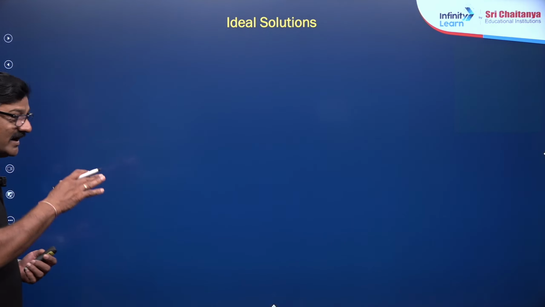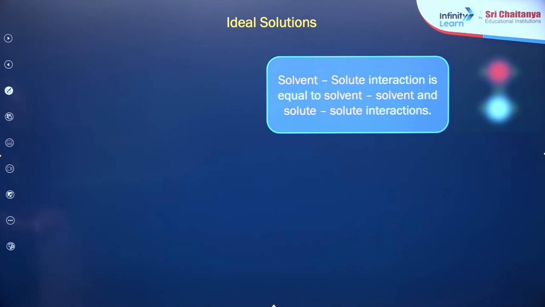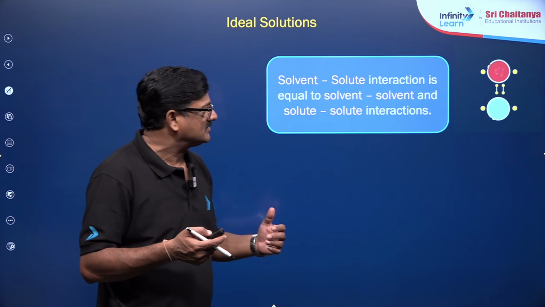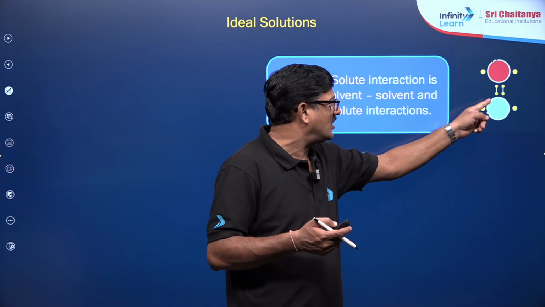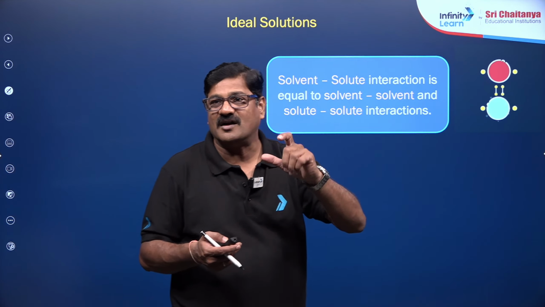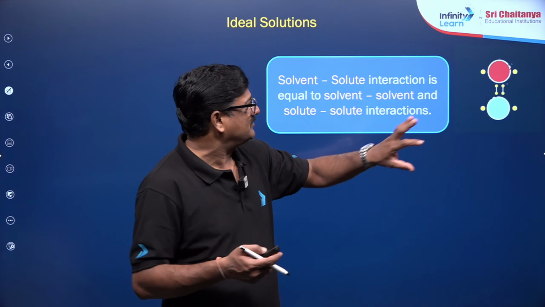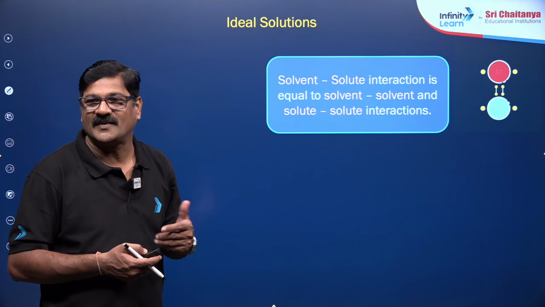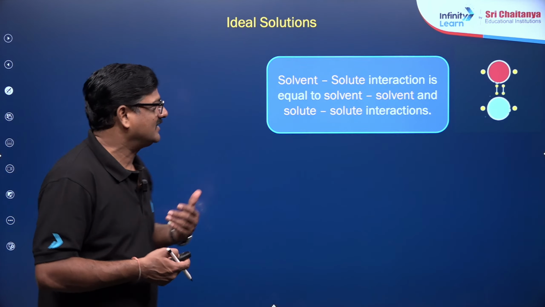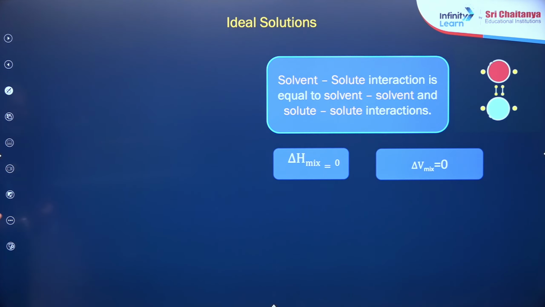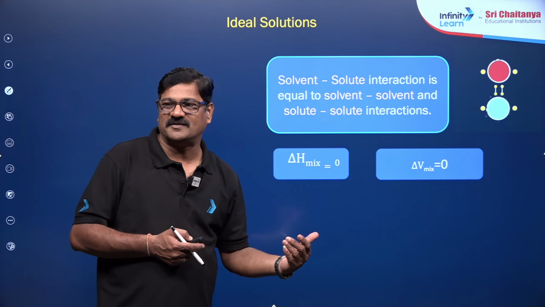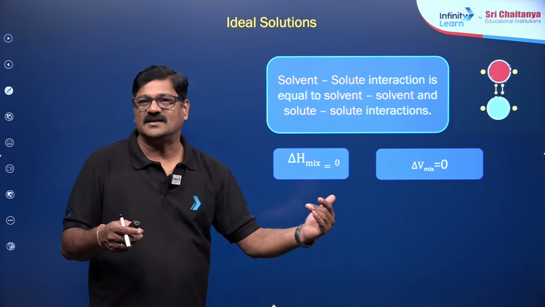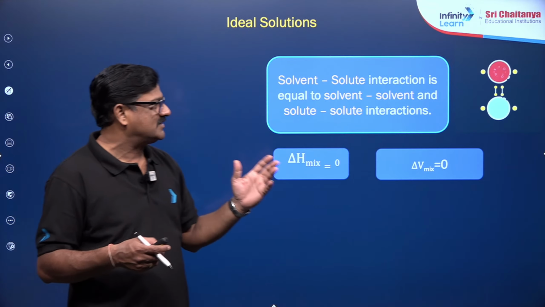Now that's what I want to say. The ideal solution, what happens in it? The solvent-solute interaction is equal to the solvent-solvent and solute-solute interaction, that is, the A-B interaction is equal to the A-A and B-B interactions. Can you see something is animated here? Exactly. Now that is what we say: enthalpy of mixing is 0 and the volume of mixing is 0. What is the meaning of that? If A and B are mixed, there is no heat loss, there is no heat gain. And also delta V mix is going to be 0.